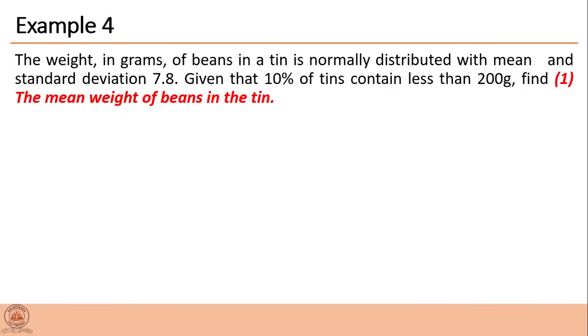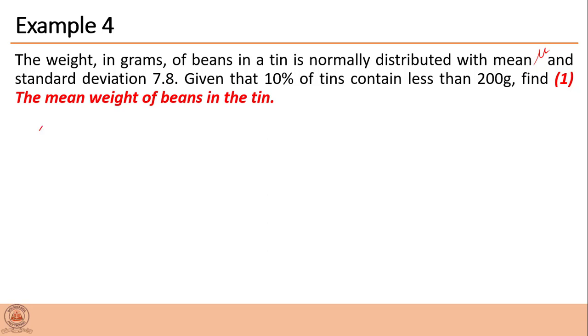The weight in grams of the beans in a tin is normally distributed with mean mu and standard deviation 7.8. Given that 10% of the tins contain less than 200, find the mean weight of beans in the tin. So with this, it's similar to the third example that we just worked, except that this time we are not looking for x, we are looking for the mean, but we go through the same procedure.